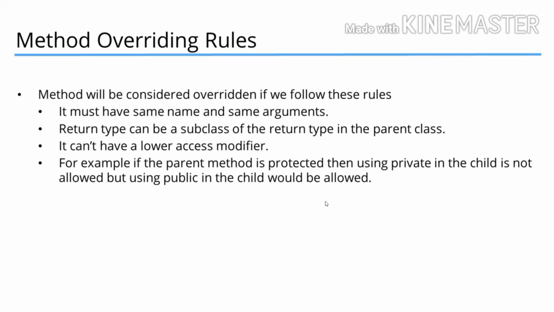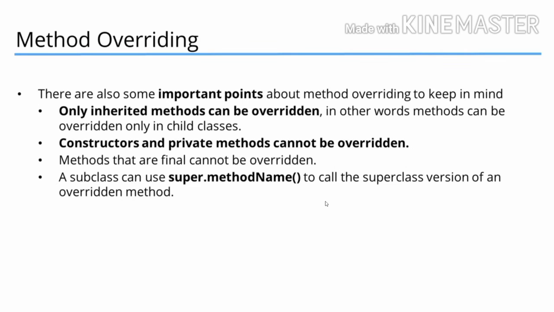And the rules of overriding: it must have the same name and the same arguments. The return type should also be the same. It can't have lower access modifiers. The important points of method overriding are that only inherited methods can be overridden, as said, and constructors and private methods cannot be overridden. The methods that are final cannot be overridden either. Final means the same as constant in C++, like their values are fixed, they cannot change.